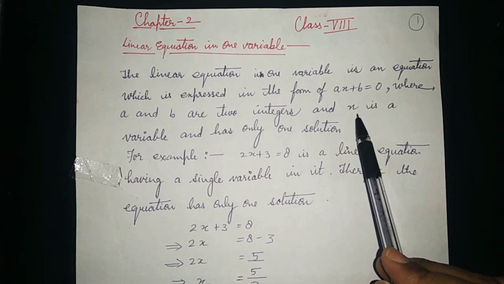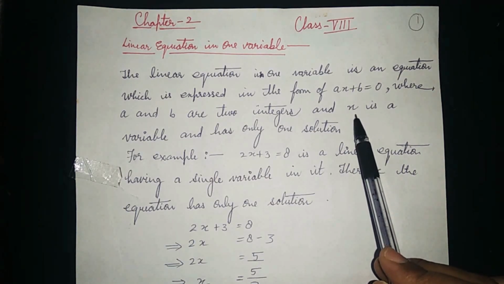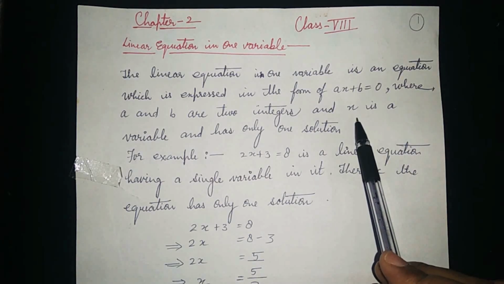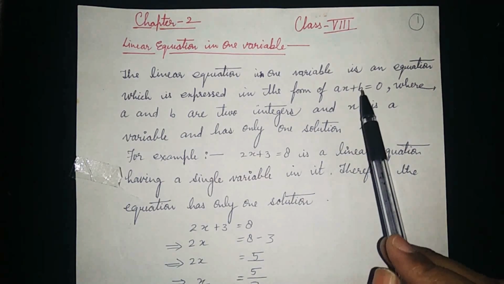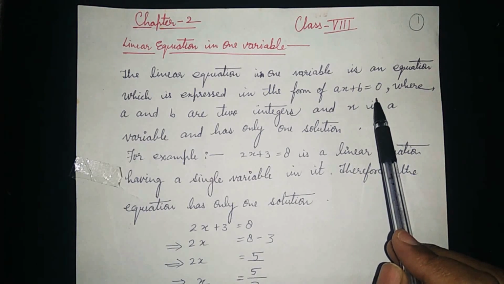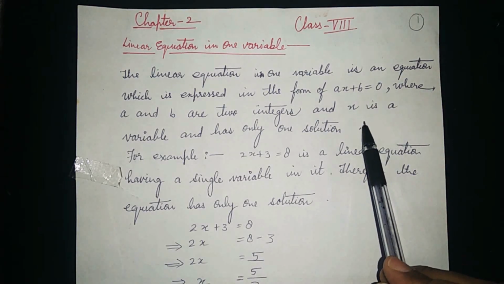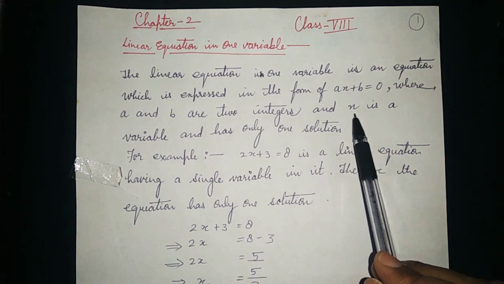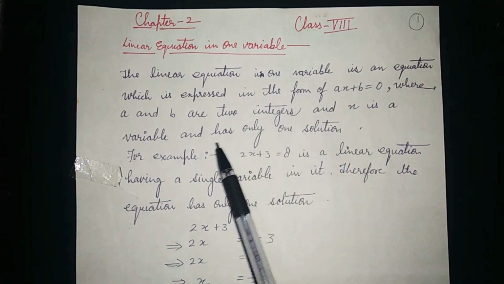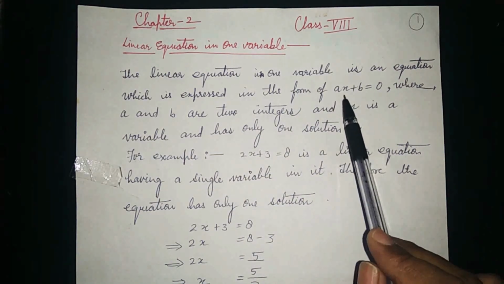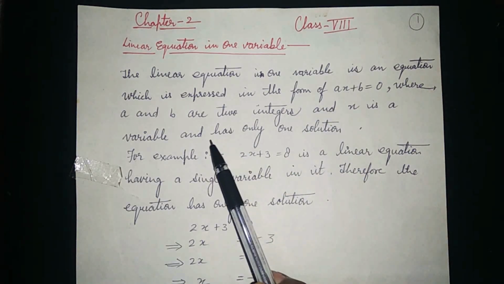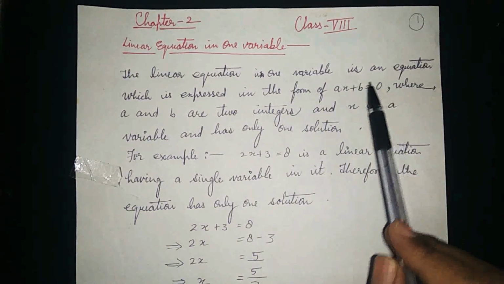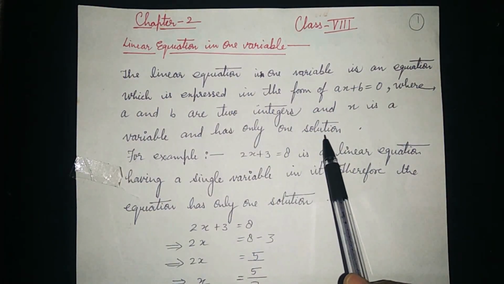X is a variable means, you know what a variable is? A variable is a symbol for a number which we do not know in the equation. It is usually a letter like X or Y. Okay. And here you can see only one variable, and so it has only one solution. This equation has only one solution.